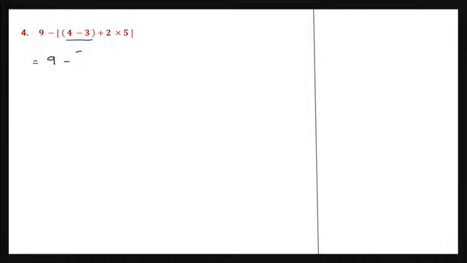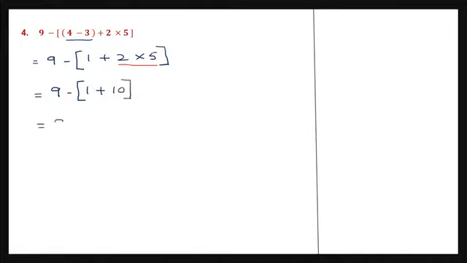9 minus square bracket. Now we'll open the common bracket. 4 minus 3 is 1. 1 plus 2 into 5 and close the square bracket. Now inside the square bracket also you have different operations, addition and multiplication. We have to do multiplication first. So let's do that. 9 minus square bracket 1 plus 2 5s are 10. So we still have the square bracket. We have not opened it.